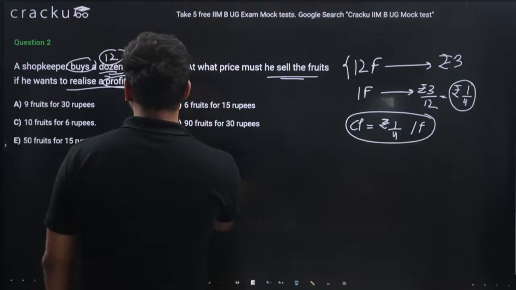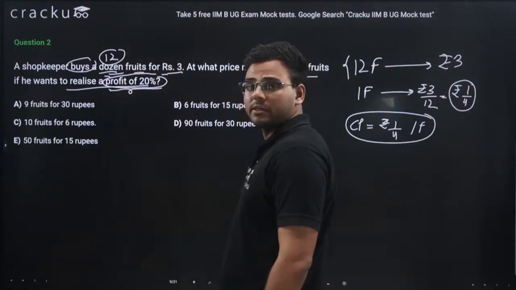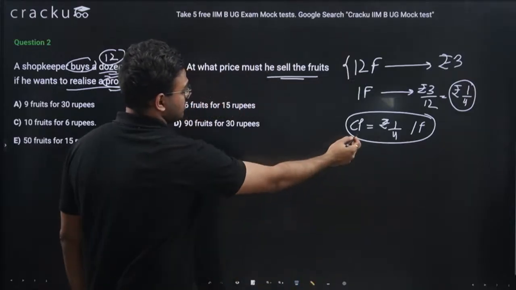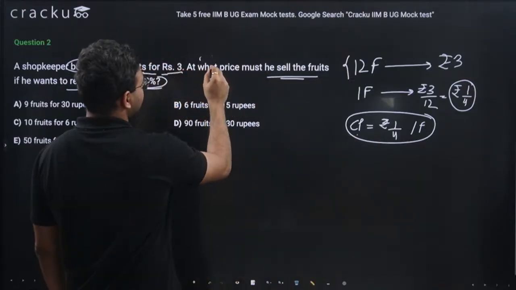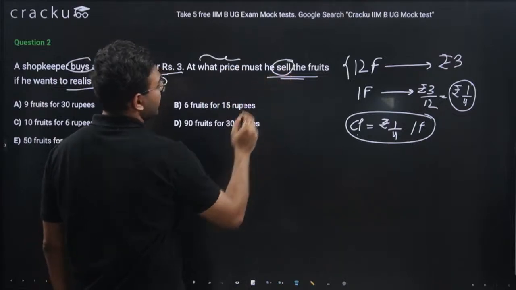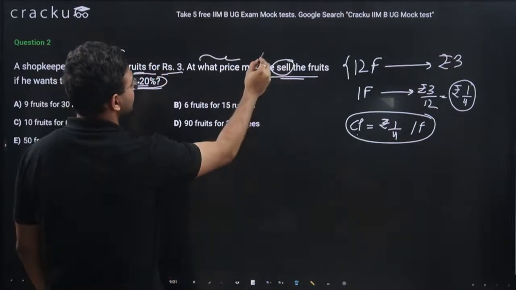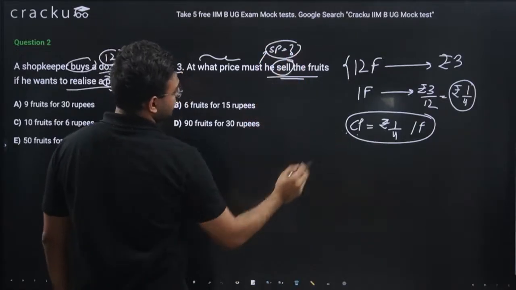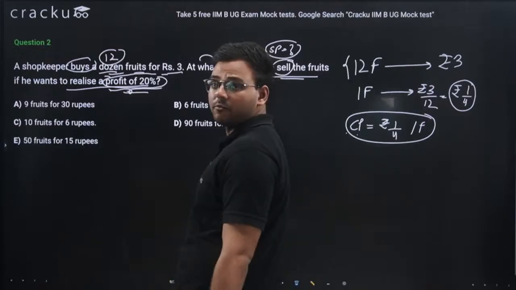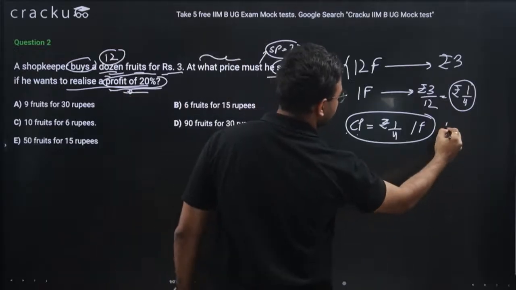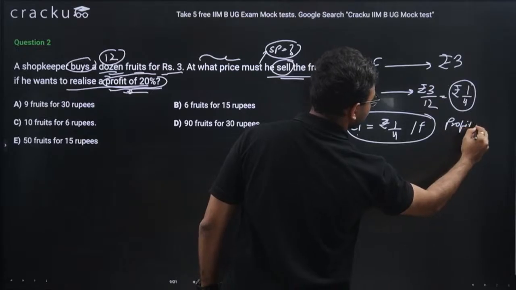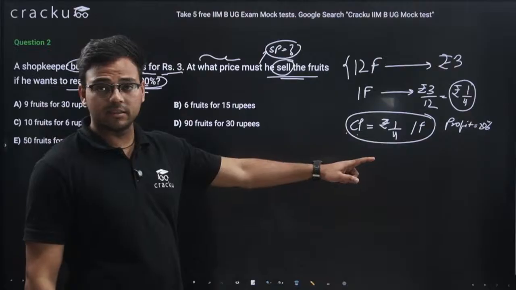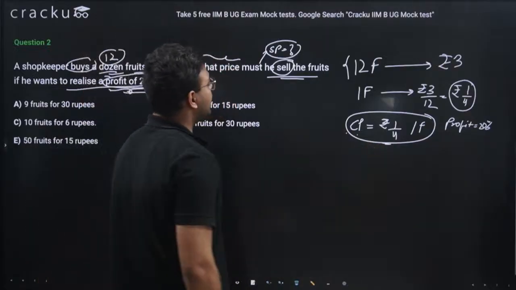Now it is given that he wants to realize a profit of 20%. Again, we have the cost price and it is asking at what price must he sell. So basically he is asking about the selling price. We know the cost price. We know he wants a profit of 20%. The profit percentage is given as well as the cost price. We need to find the selling price.